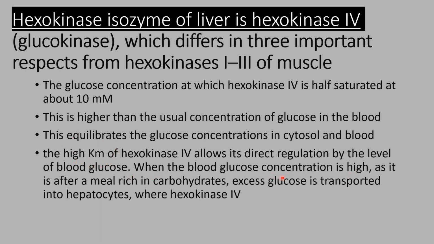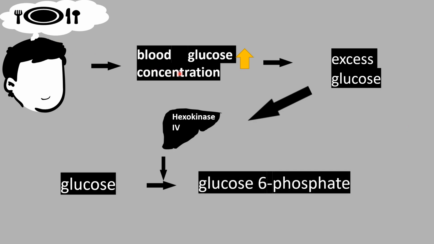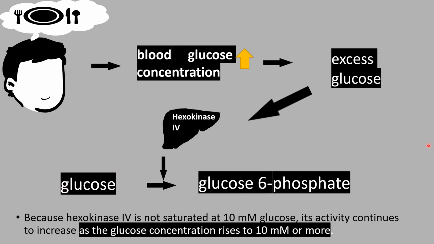When the blood glucose concentration is high in our capillaries, as after a rich meal or carbohydrate meal, the excess glucose is transported into the hepatocyte, where hexokinase 4 is bound to a regulatory protein. When a person has a meal, the blood glucose concentration rises, so the excess glucose is transported into the liver, and hexokinase 4 then converts the glucose into glucose 6-phosphate. Because hexokinase 4 is not saturated at 10 millimolar, its activity continues to increase as glucose concentration rises to 10 millimolar or more. Only when the blood glucose concentration is high does its activity continue increasing.